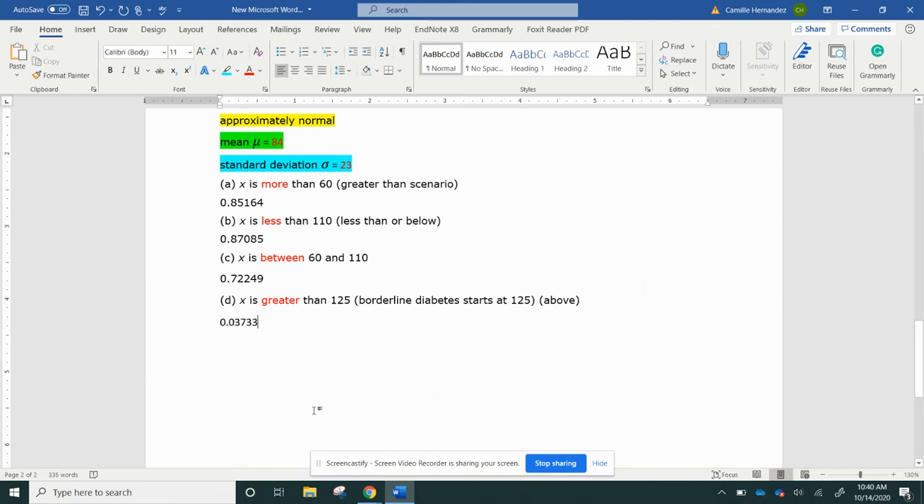0.037. So what does that mean? They're looking at people who are under 50 to see if they have diabetes. If your glucose is over 125, you're borderline for diabetes, but that's not a lot of the people because it's 0.037, which means around 3.7% have blood sugar higher than 125. Hope this helps.